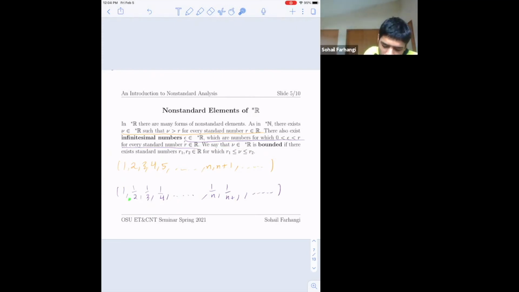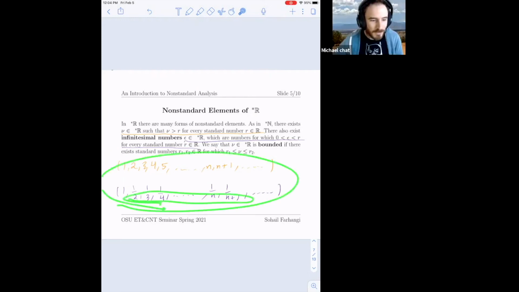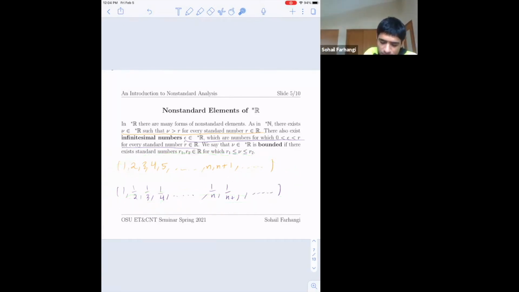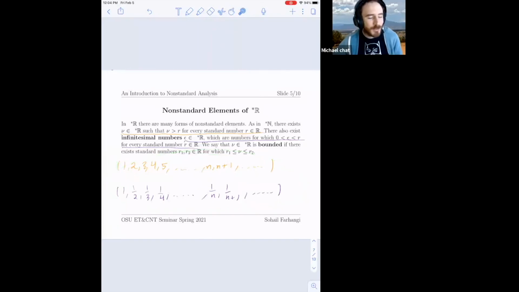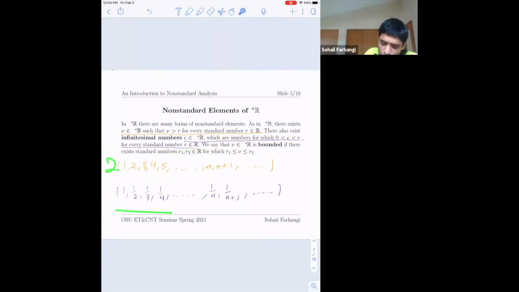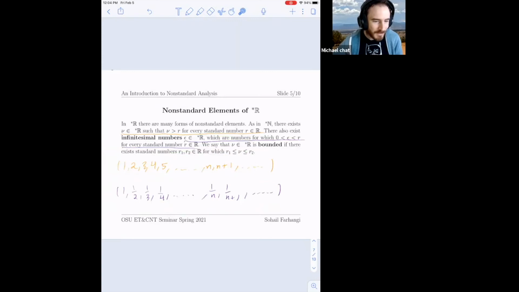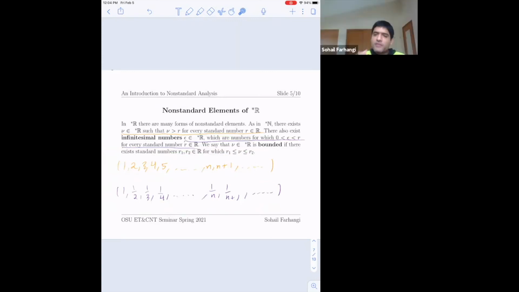If you made these squares, the product would still be infinitesimal. If you made these squares, then the product would be unbounded. Multiply this by 2, and then the product is going to be 2. So the product of an unbounded number with an infinitesimal number could really be anything.